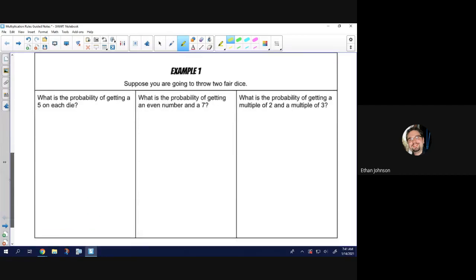So example 1. Suppose you're going to throw 2 fair dice. First, before we even start, is this event independent or dependent? Well, ask yourself, does the first die affect the second die? It doesn't, so this would be independent.